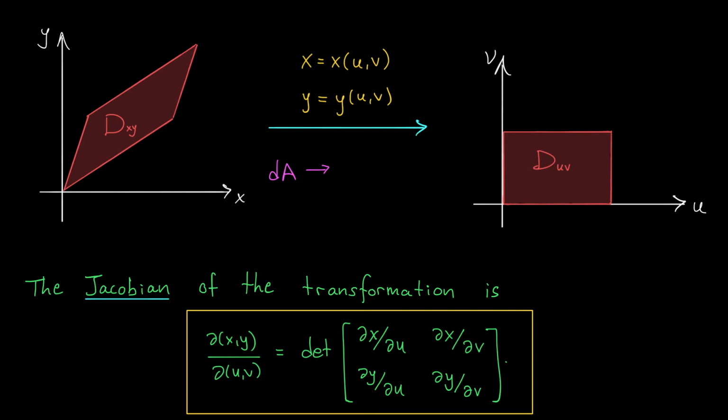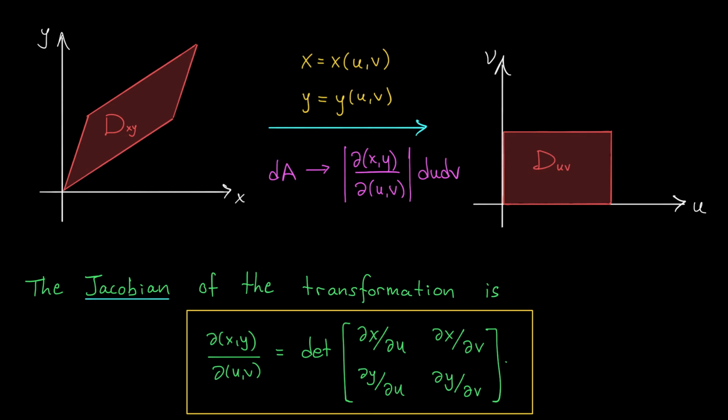Now here's the really cool part. The distortion in area caused by this transformation is given by the absolute value of the Jacobian, partial xy over partial uv. And then of course we have our du dv, or it could be dv du. It depends on whether this region is type 1 or type 2. Often though, we'll be converting it into a rectangle, so the order doesn't matter.